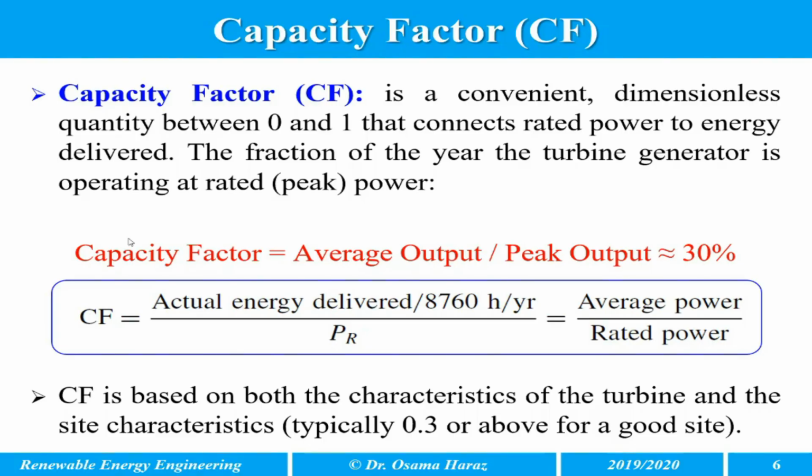Capacity factor we can write down as average output divided by peak output, or actual energy delivered divided by 8,760 hours per year times the rated power PR. So the average power divided by the rated power, this is CF. CF is based on both characteristics of the turbine and the site characteristics. Typically it's almost 30% in most cases, 0.3 or above for a good site.